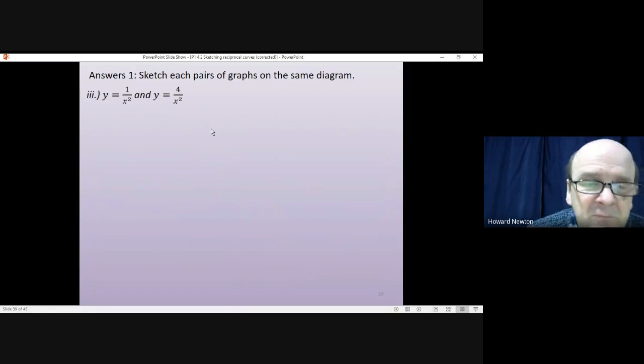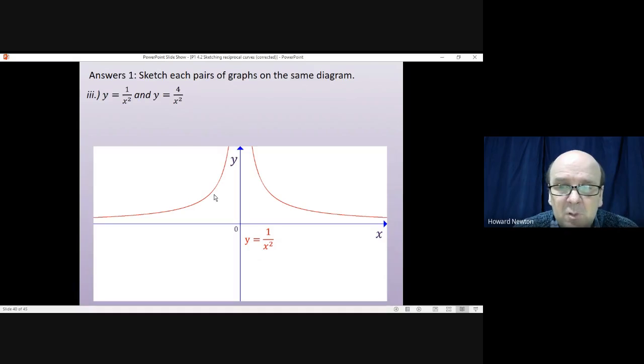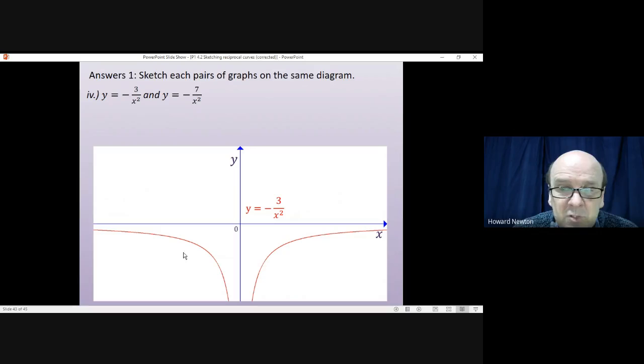The third question is of the form y equals a over x squared. Well, that's where the function has to be positive. So it's got to be above the x-axis. 1 over x squared would look something like that, where both halves are positive, above the x-axis. 4 over x squared, same shape, just further away. Question 4, y equals minus 3 over x squared. Well, the same as we had just now, but now it has to be negative. So it has to be beneath the x-axis. Minus 3 over x squared would look something like that. Y equals minus 7 over x squared, same shape, but further away from the axes. And that is what you would get.